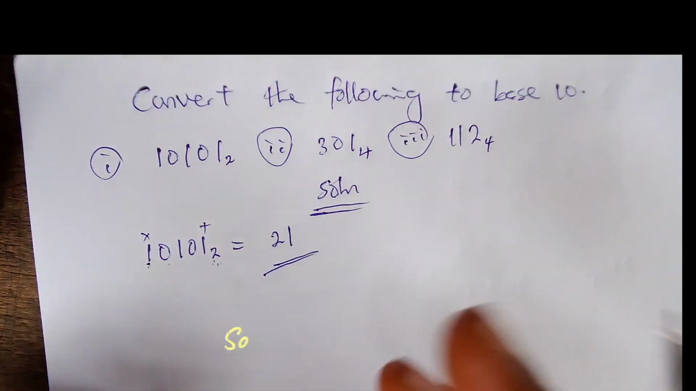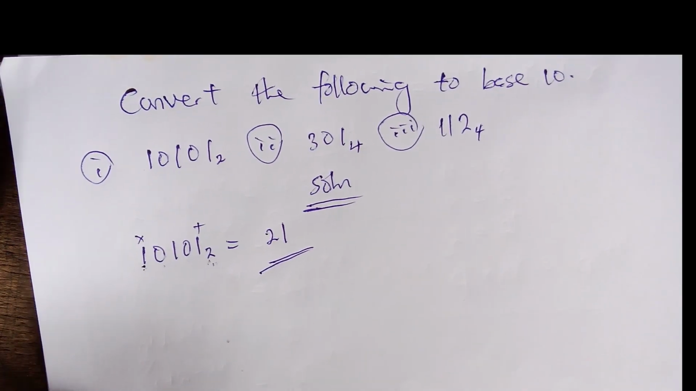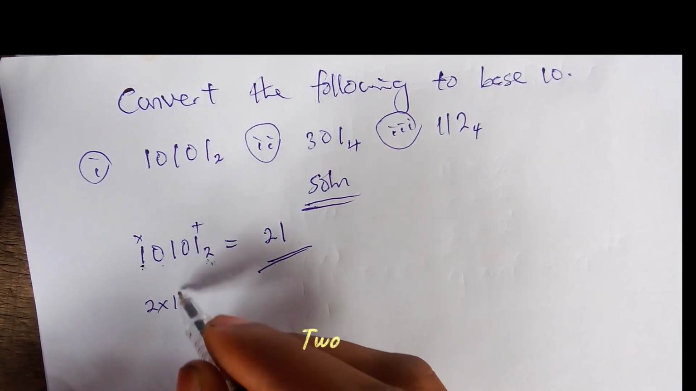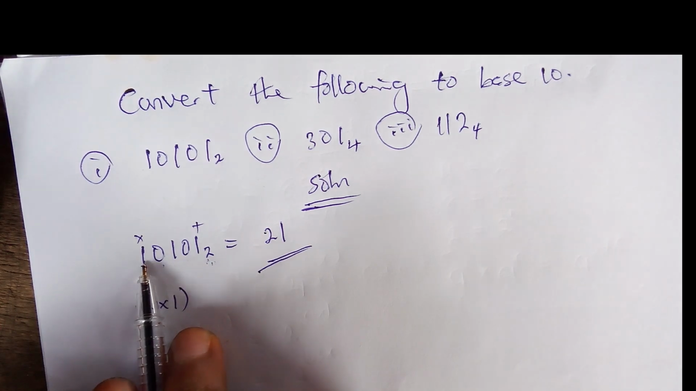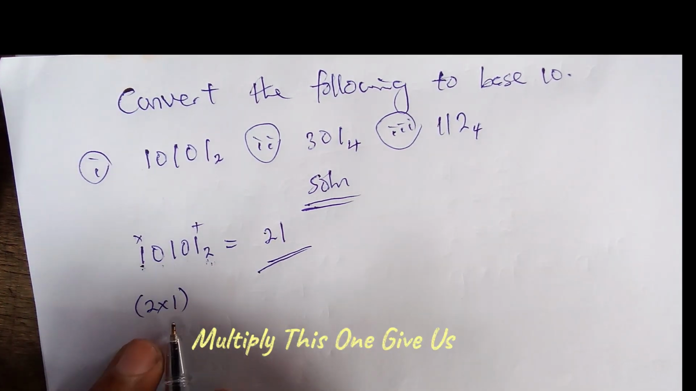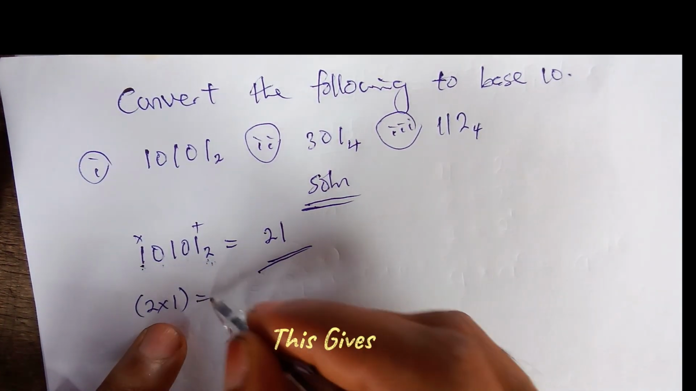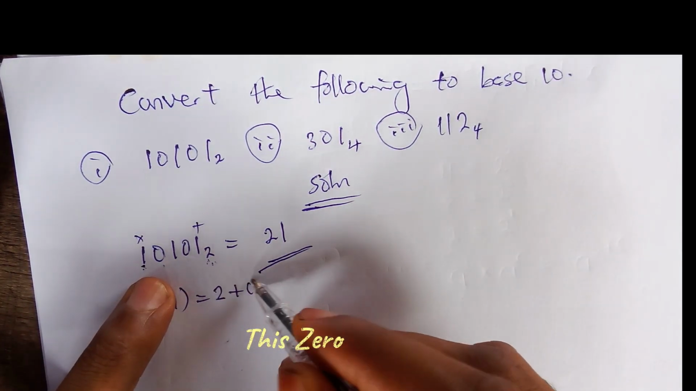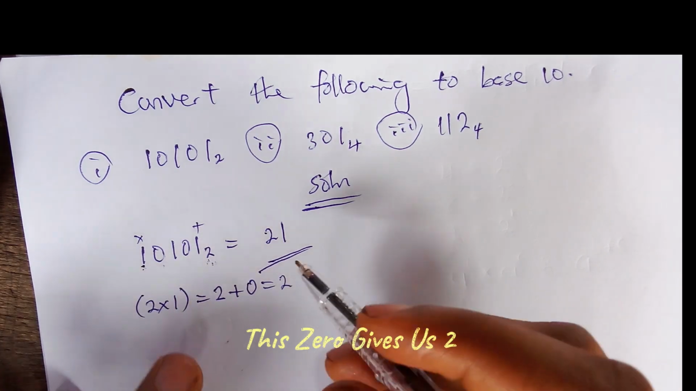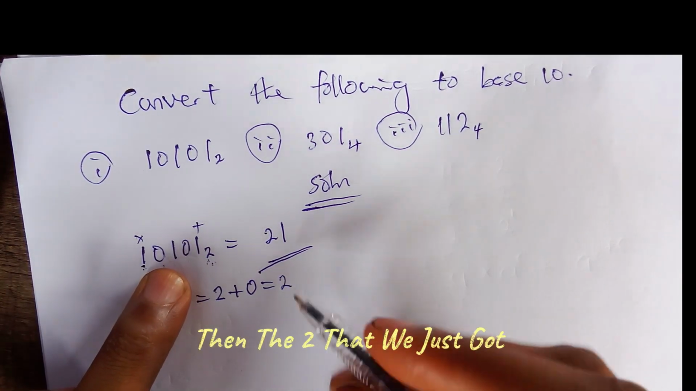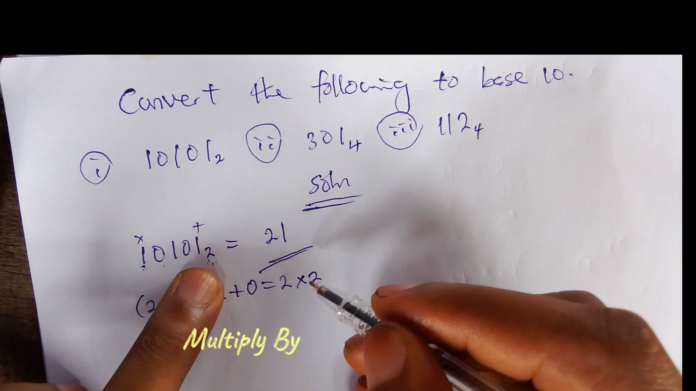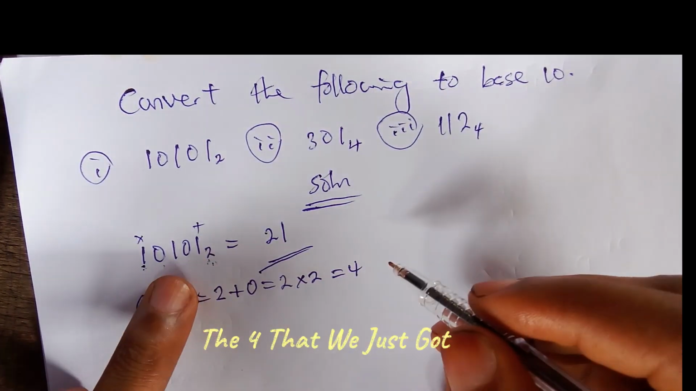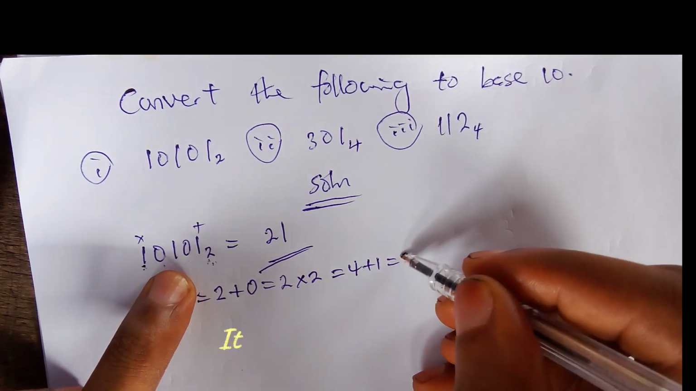Now let me show you the steps so that it will be clear. The first thing we do there is 2 times 1. This gives us 2. Then the 2 that we just got plus this 0 gives us 2. Then the 2 that we just got multiplied by the base gives us 4. The 4 that we just got plus 1 gives us 5.